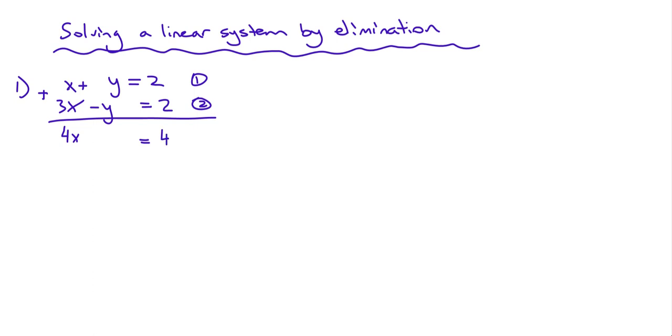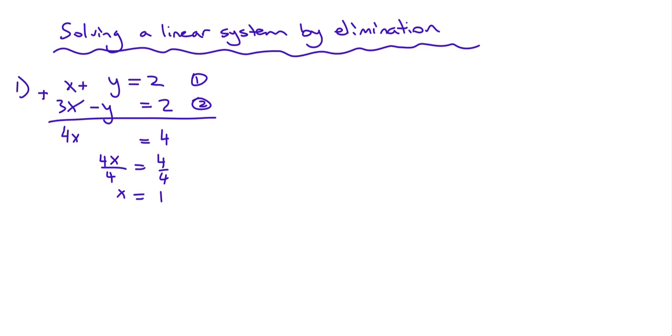Now my resulting equation has only one variable, and we know how to solve equations with one variable. Divide both sides by 4, and I get x equals 1. So the method of elimination is adding or subtracting the equations so that you eliminate a variable. Now I've solved for x. The point of intersection has an x and a y, so the rest of it is just like substitution.